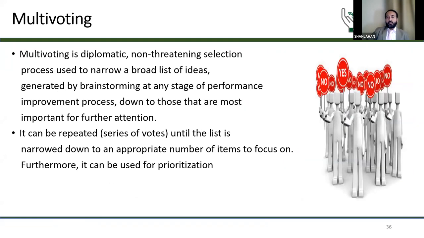After that, we already have the problems and we have categorized them. Now we want to see which problem we have to solve first and which is the most important. At that time, we use this technique, multi-voting. Multi-voting is a diplomatic, non-threatening selection process used to narrow a broad list of ideas generated by brainstorming, at any stage of the performance improvement process, down to those that are most important for further attention. It can be repeated in a series of votes until the list is narrowed down.